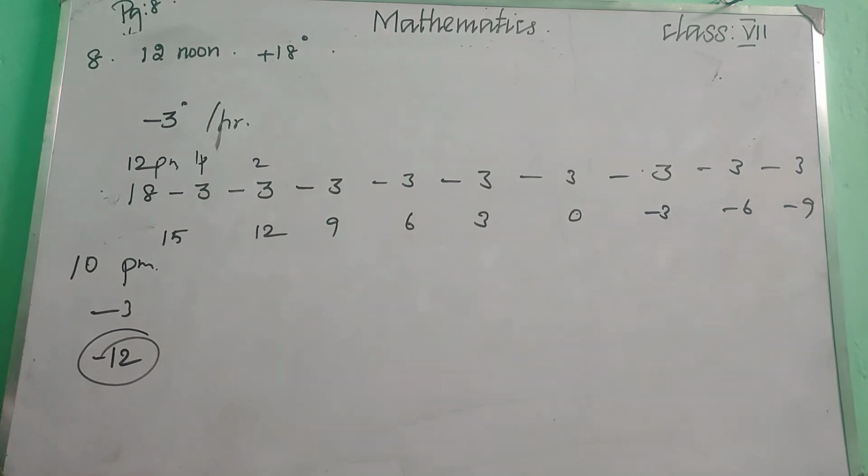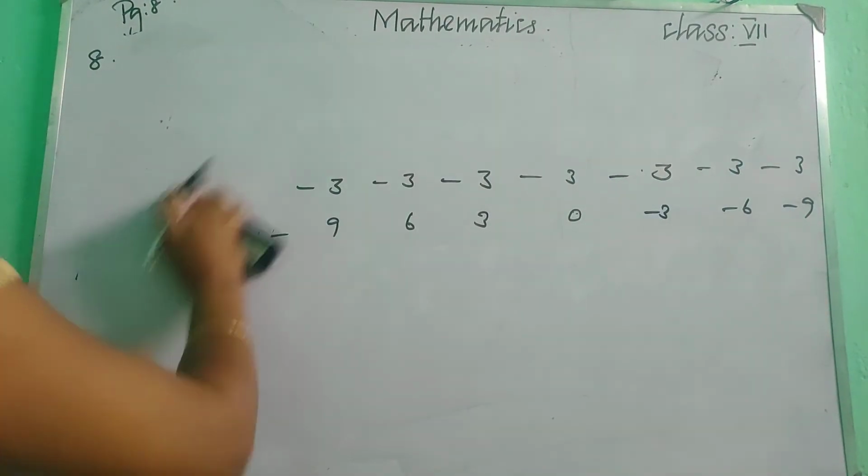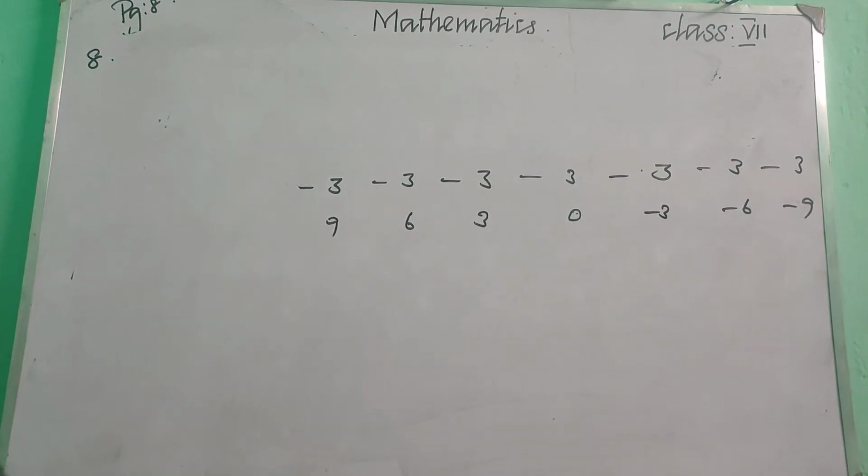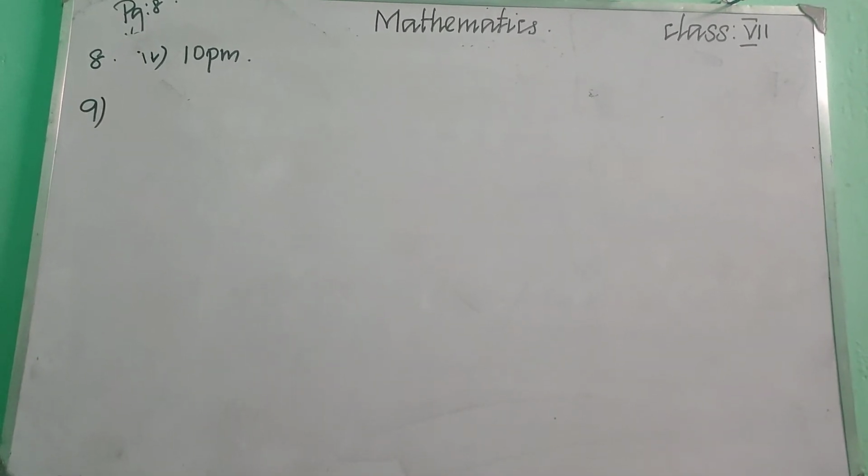So the answer is minus 10. Sorry, 10 p.m. Okay, children. So for the 8th question, option 4 is the answer. So see question number 9. Identify the problem with the negative numbers as its answer.